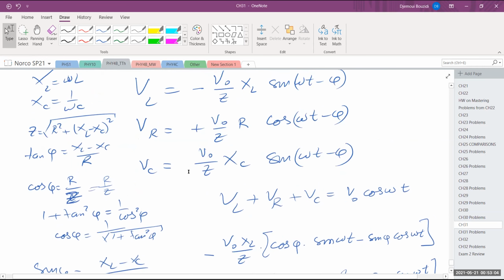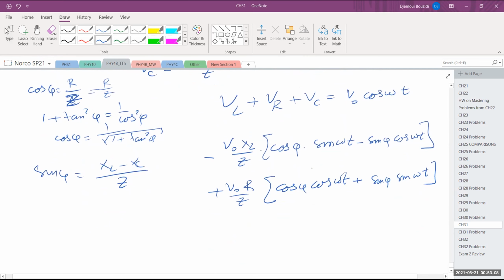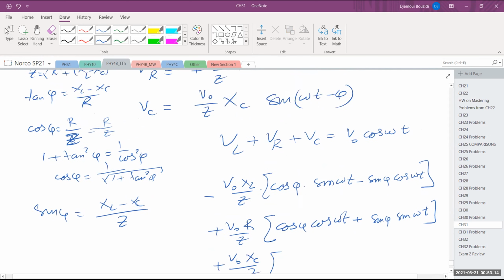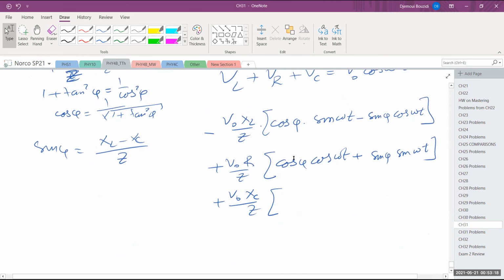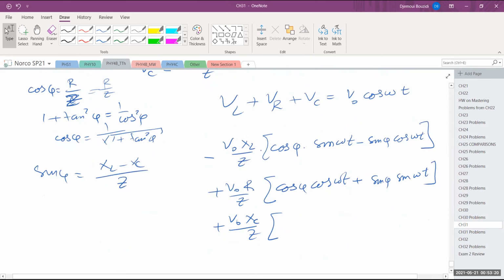And the last expression that I need to worry about is VC. VC is V naught times XC, which is a positive number, positive V naught XC over Z, open parentheses. Again, it is similar to the first one, exactly because it's a sine of the difference, which is exactly the first term. So it's going to be cos phi sine omega t minus sine of phi cos of omega t.